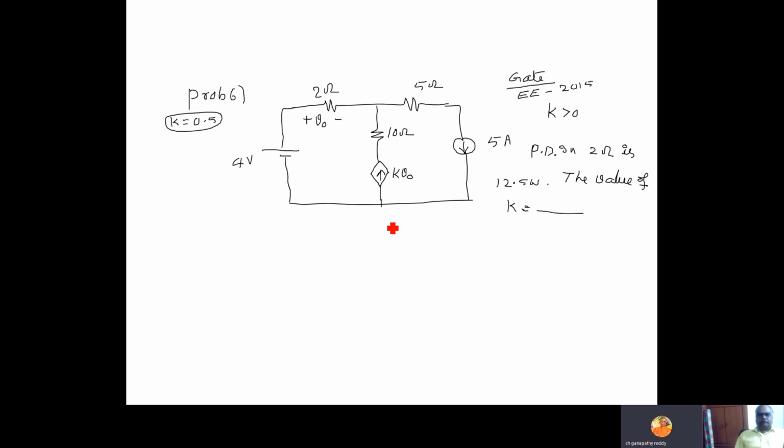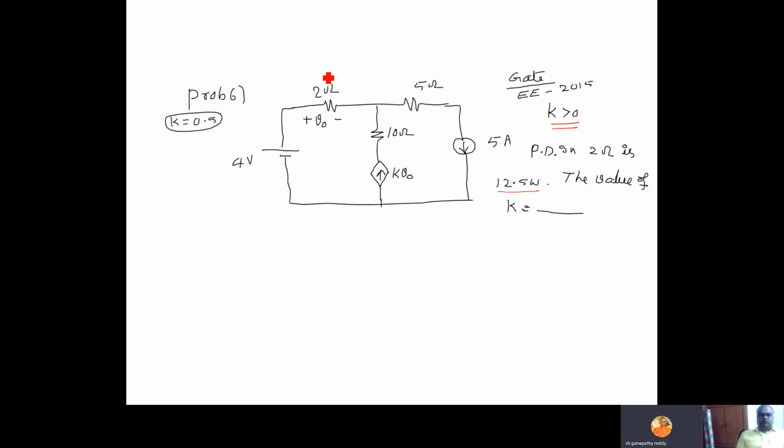This is another problem. Interesting, let us see how to solve it carefully. So it is K V0. It is a voltage dependent current source. Then here a 2 ohm resistor, and here 5 ampere current is flowing. The question is about power dissipation. In the given data, power dissipation in the 2 ohm resistor is 12.5 watts. The value of K, what is the value of K? Already given condition, K is positive.